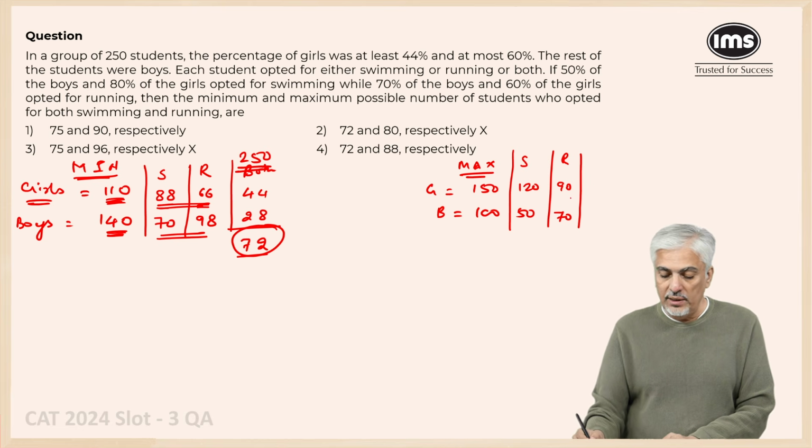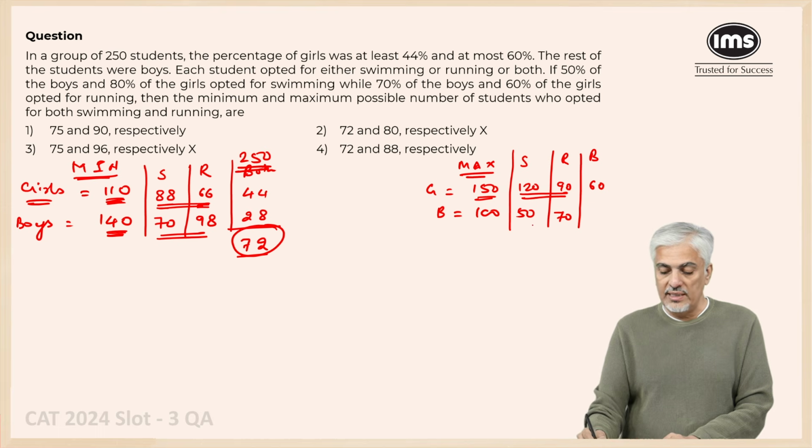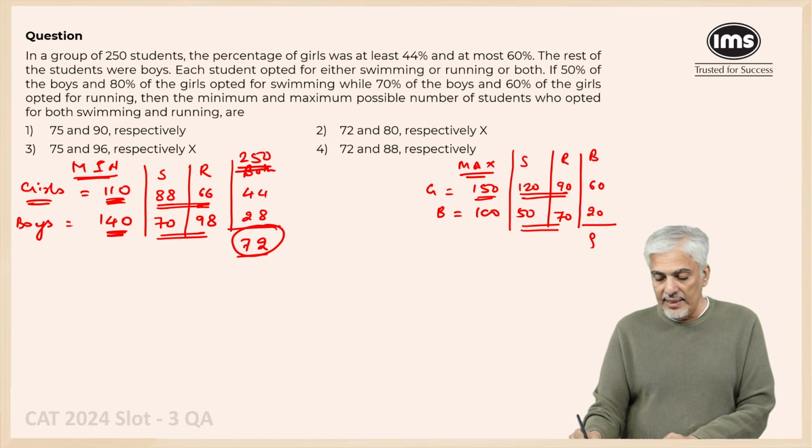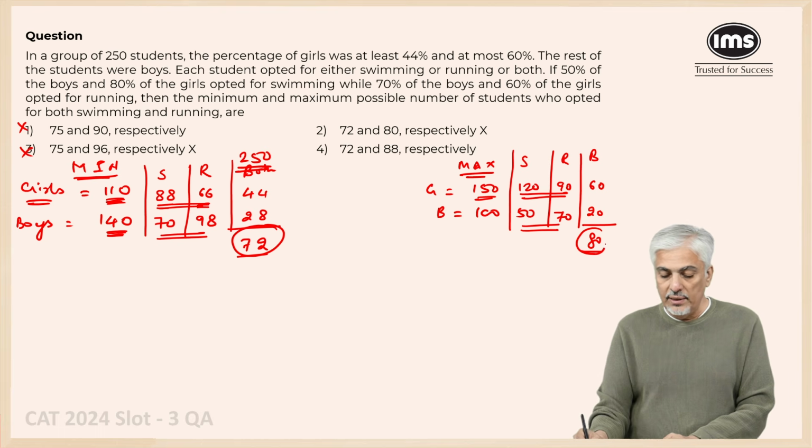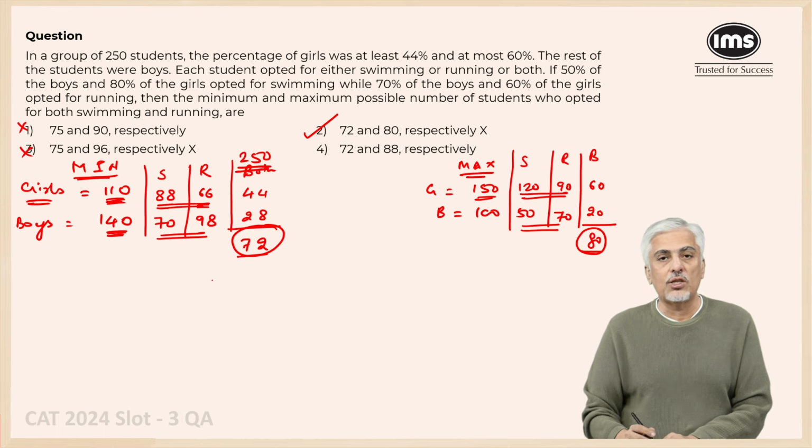And same way over here, for both what will I get? This is 210 and the girls are only 150. So 60 girls do both the activities. 120, so 20 boys do both the activities. So 80. Anyway, when we got 72, this option and this option got eliminated. 80 over here and hence answer was the second option.